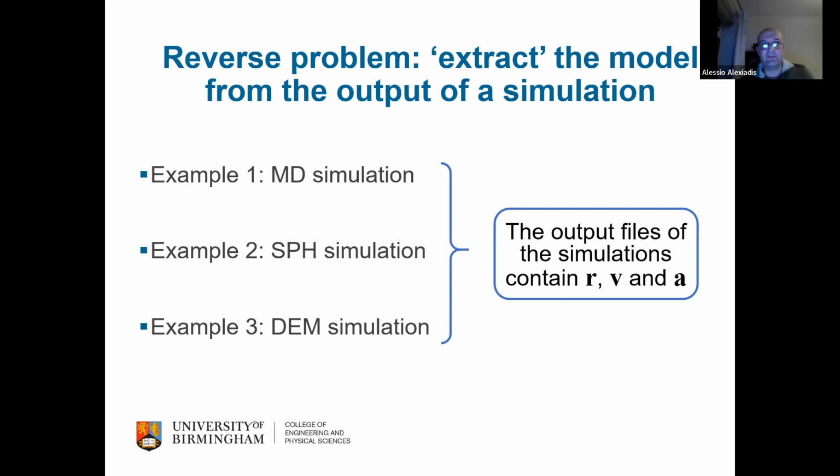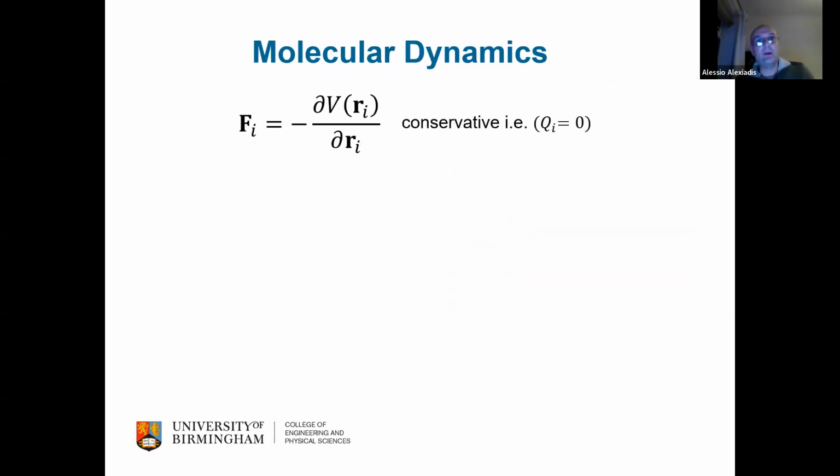So just to make things simpler, I will consider the base case scenario, which is the one where I have the position, the velocity, and the acceleration of each one of the particles as a typical output of the simulation. If not, you can recalculate everything, but of course you may add some numerical uncertainty in your results.